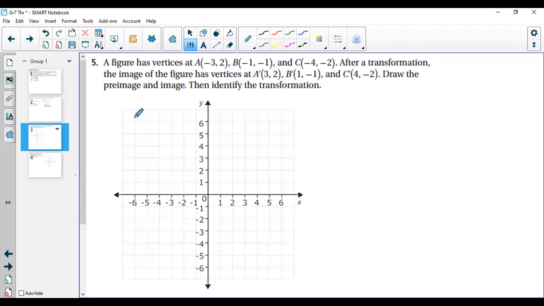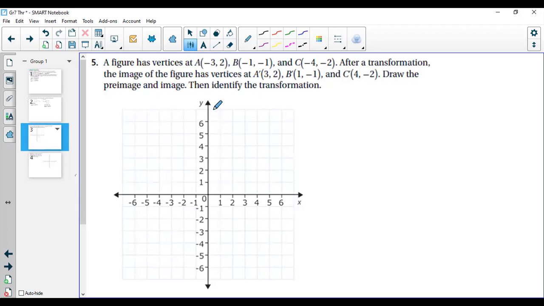Let's move to the next question. A figure has vertices at A, B, C. These are the vertices. After a transformation, the image has these vertices. Draw the pre-image and image, identify the transformation. So this is going to be a triangle because we have 3 coordinates. So first let's start by drawing the pre-image.